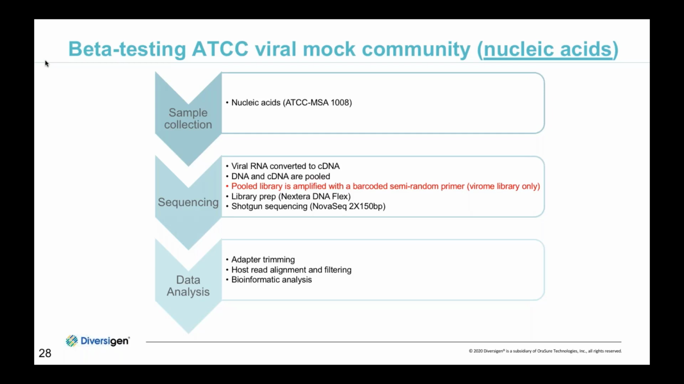One where the pooled libraries would go through just an extra library prep, and the second arm included an additional step involving the amplification of the pooled library using semi-random primers. Then we went through sequencing and data analysis. And in terms of the data analysis, we used 3 different annotation tools, including MetaPhlAn2, Kraken2, and VirMAP.